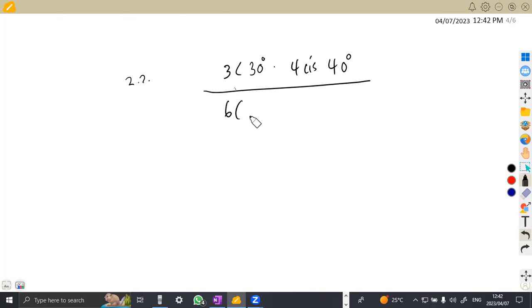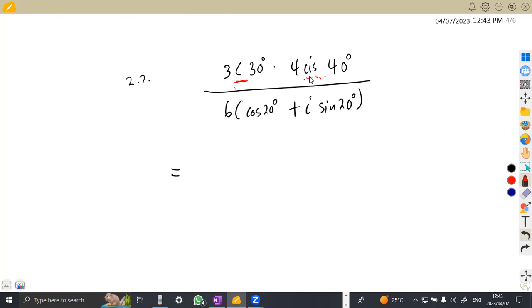Why am I saying it's easier for me to leave this in polar form? We were given here 3 angle of 30 degrees by 4 cis 40 degrees, everything over 6, cos 20 degrees plus i sine 20 degrees in this case, like this. All right, so remember, this is to simplify. These guys, they just play around with us. This format, 3 angle of 30 and the 4 cis, is the same.